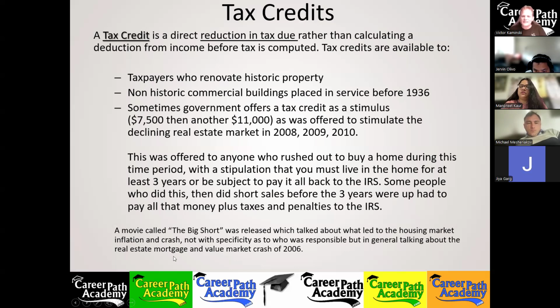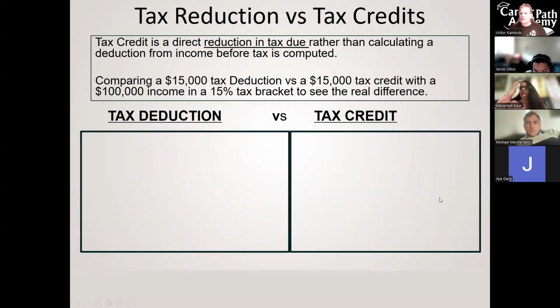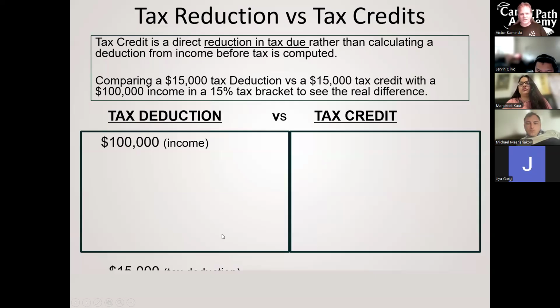Check it out. Okay, so I put together this slide for you guys just to show you a side by side. Which one is more valuable? A tax deduction before taxes are computed or a tax credit after they're computed? So let's just say that somebody's making $100,000 a year. If you're in a 15% tax bracket, and you have a $15,000 tax deduction available versus a tax credit, which one is more valuable?